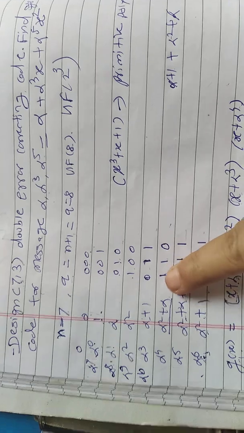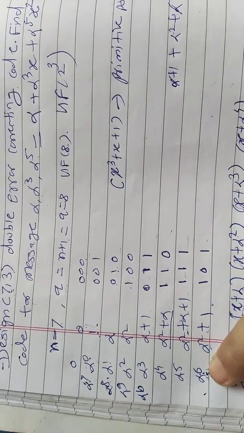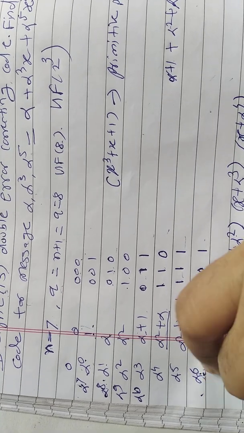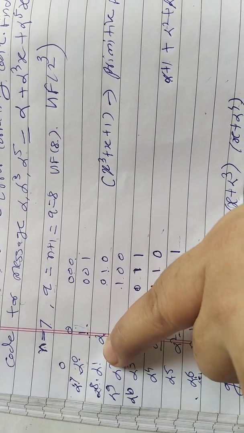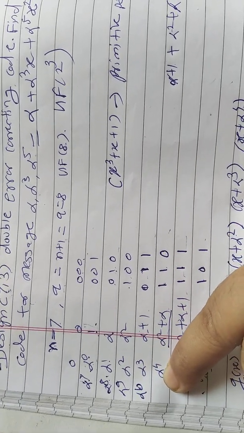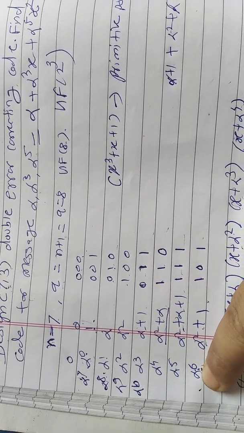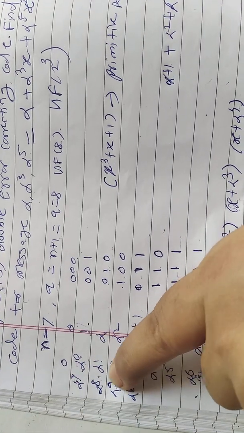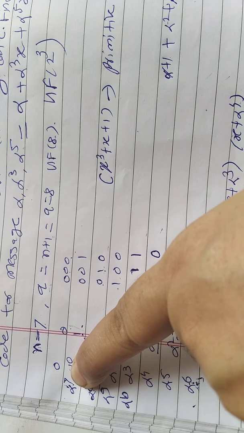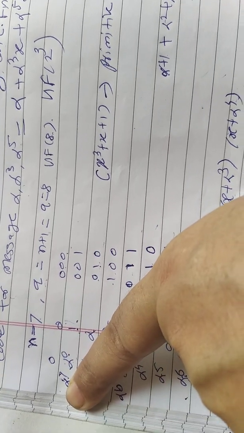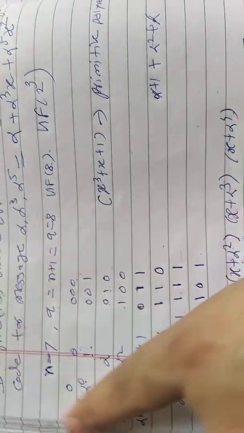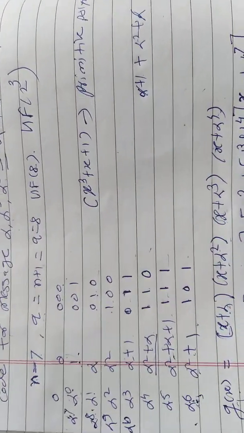Here also I just want to tell you that after alpha 6 the values are repeating. So after alpha 6, alpha raised to 7 comes here, alpha raised to 8 comes here, alpha raised to 9, 10, 11, 12, 13, 14, 15, 16. That means alpha raised to 0 is equal to alpha raised to 7 is equal to alpha raised to 14. Likewise. So this is also important because that is required for your calculations.